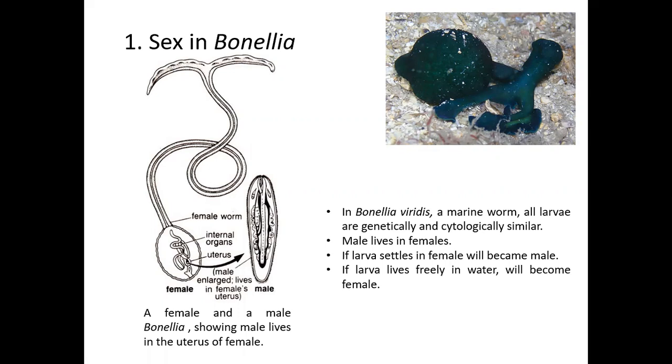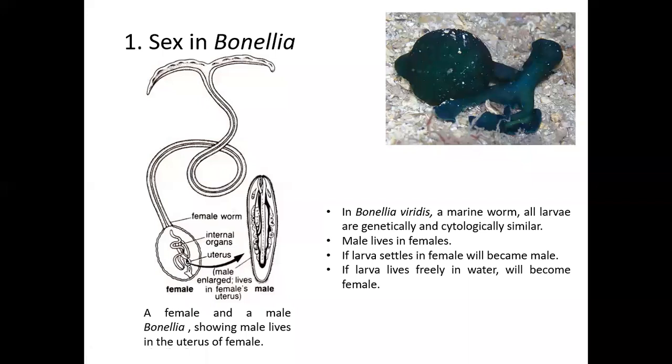Okay, so in Bonellia viridis, it is a marine worm. All larvae are genetically and cytologically similar here. In this worm, a male individual lives in the uterus of the female. That's an interesting thing. Here you can see the male lives in the uterus of the female.